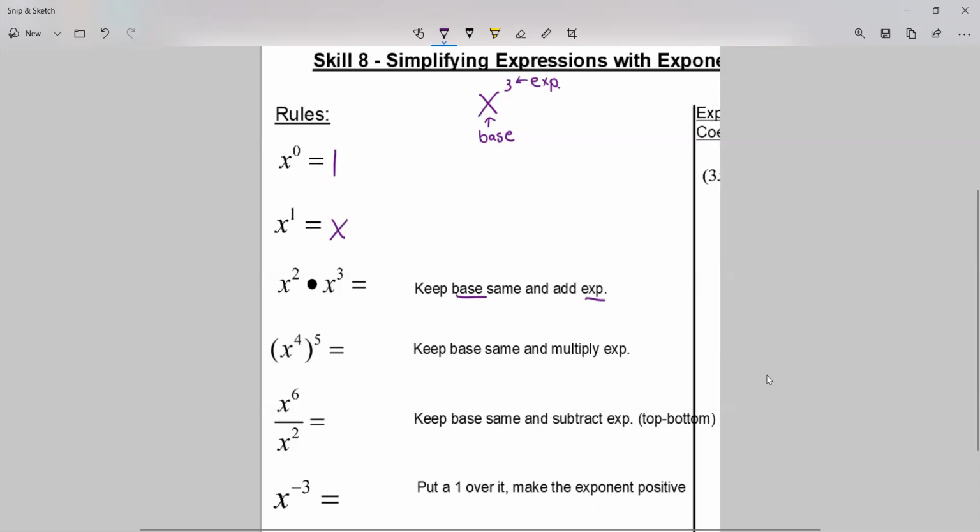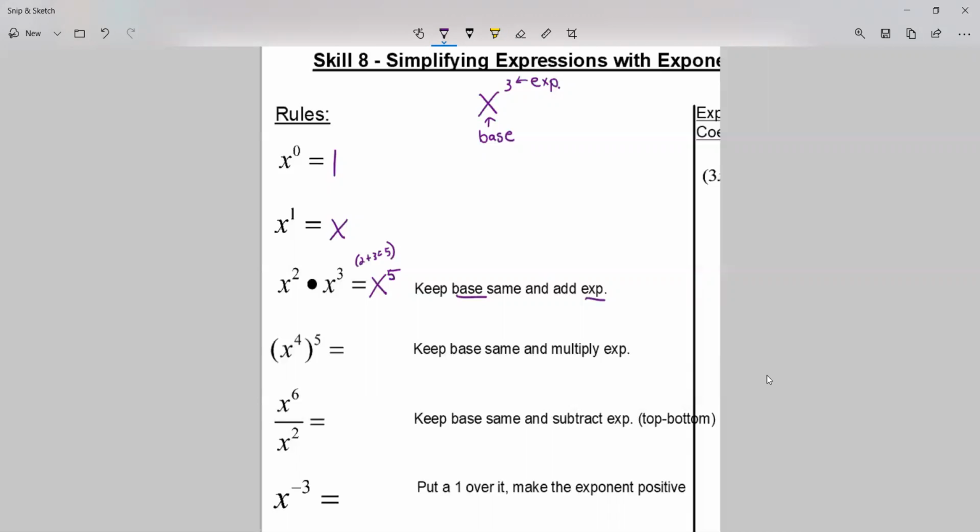Okay, here, x to the 2nd times x to the 3rd. Short story, keep the base the same. The base is x. If the base was 2, keep it 2, whatever. And the bases have to be the same to do this. And add the exponents. So we're going to write down here, then work, 2 plus 3. So it's x to the 5th power. We make you show basically this amount. Very minimal amount of work, but we do ask you to show that.